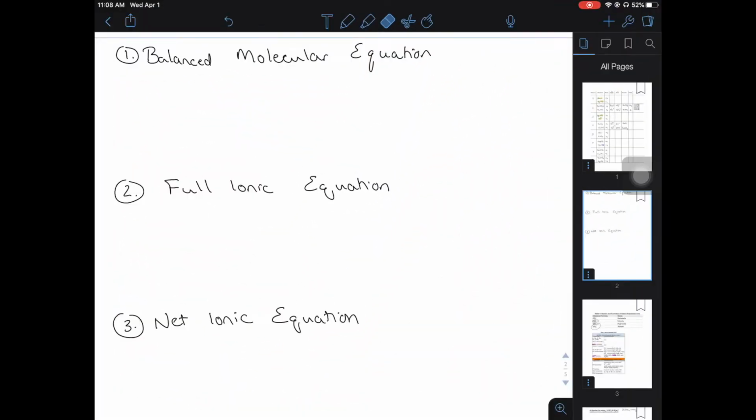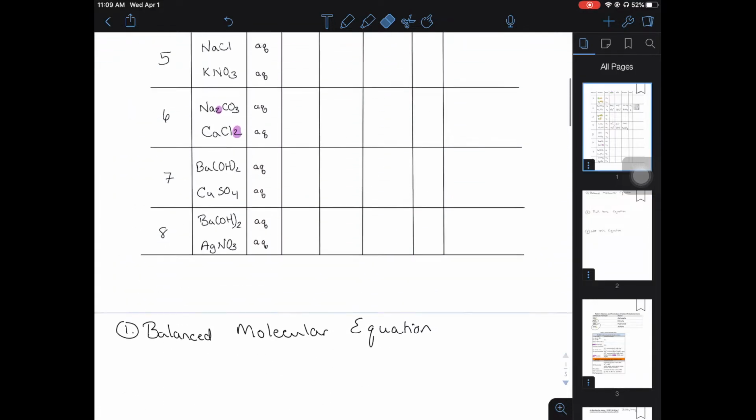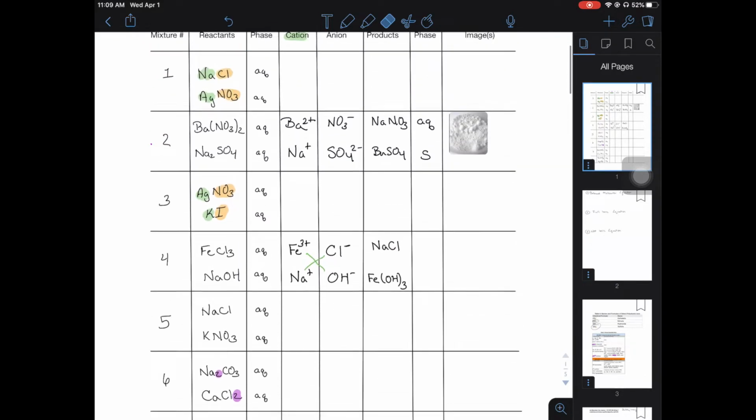Welcome back. I hope you're rested and ready to finish this off. So what we're going to learn how to do now is write balanced molecular, full ionic, and net ionic equations for our precipitation reactions. So let's look back up at the table, and I've erased some of my highlighting here.